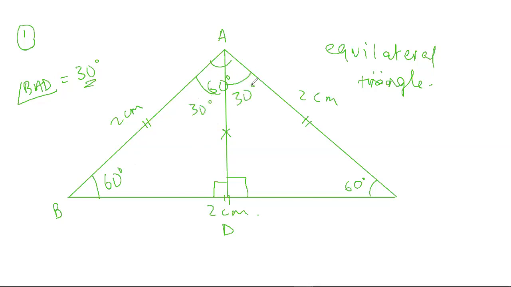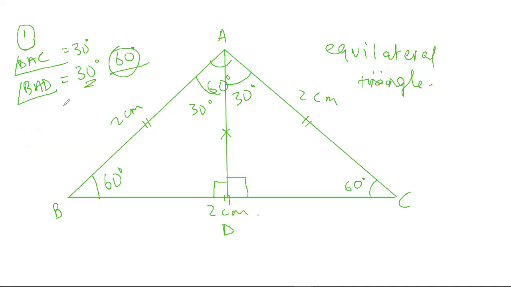Why? There are 2 reasons. The first reason is because the whole angle BAC is 60 degree. So if angle BAD is 30 degree, then angle DAC will also be 30 degree, because 30 degree plus 30 degree will be 60 degree. And the second reason is CPCT.